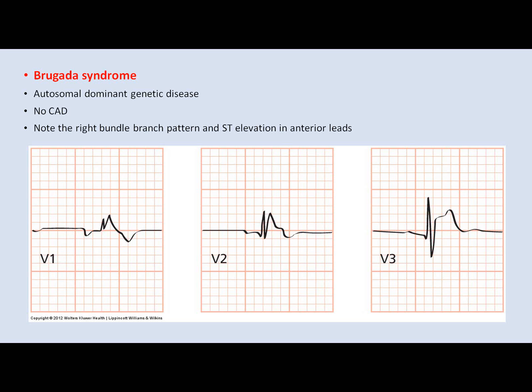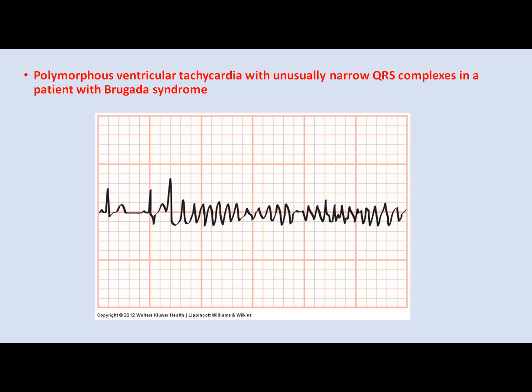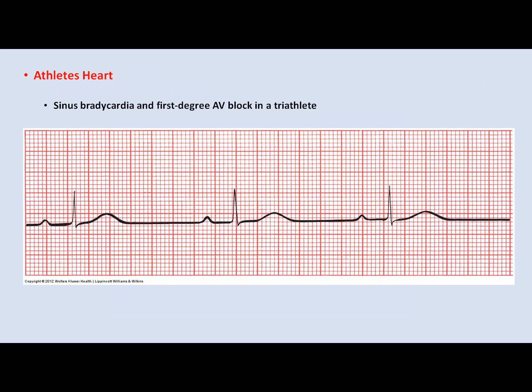If you look, they have this right bundle branch block. If you remember, V1, V2 are the right bundle. They have that arc, a rabbit-tail-like thing, and this little ST elevation. See that? But it's not a heart attack. It's just Brugada syndrome. There's also polymorphic ventricular tachycardia.